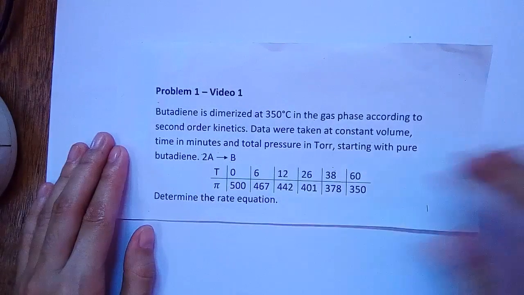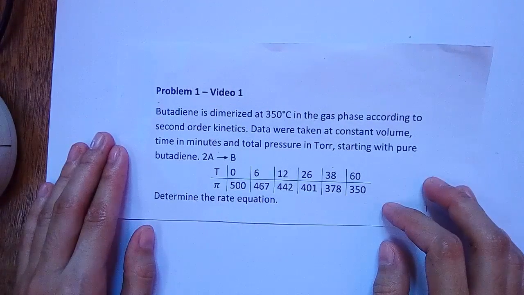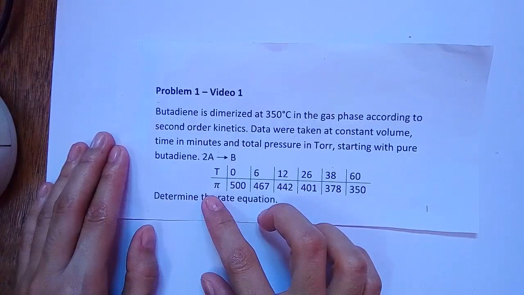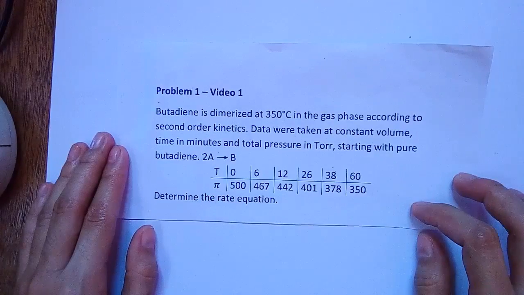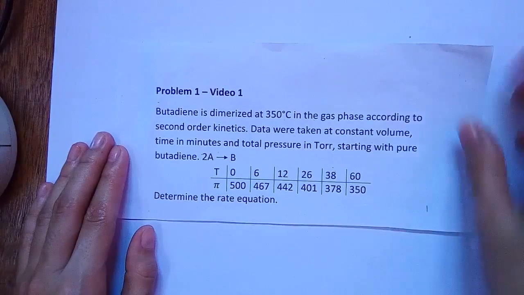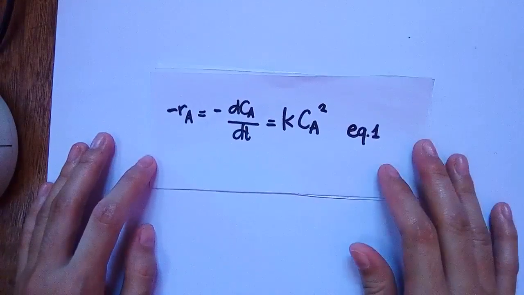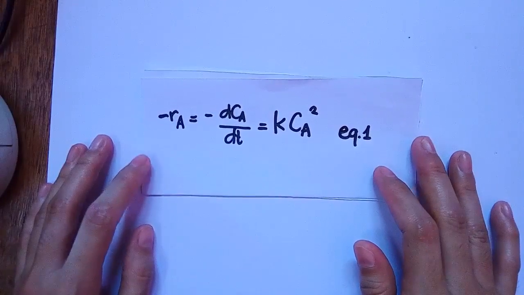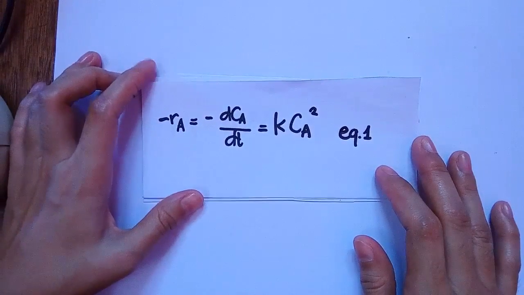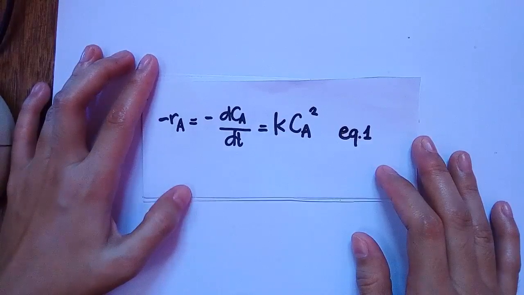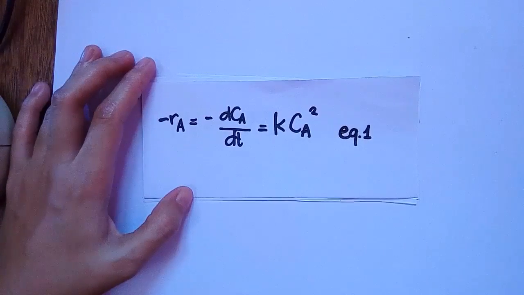Now we are asked to determine the rate equation. As we can see, the data given is in total pressure, so we'll have the rate equation in terms of pressure. We know that for second-order kinetics, the rate equation is negative rA equals negative dCA over dt equals k CA squared. This is our equation 1.